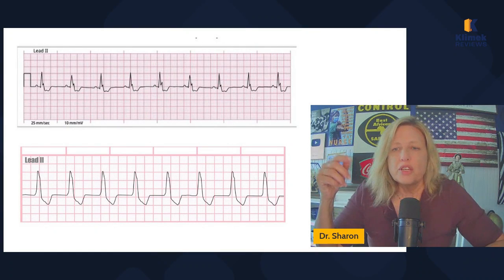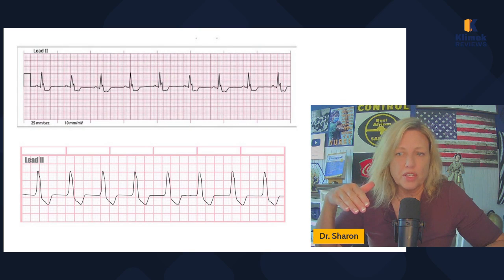So let's go ahead and get started. So here are two different rhythms. These are the two different rhythms we're going to compare. The one on the top is a sinus rhythm with a bundle branch block. The one on the bottom is a ventricular tachycardia, and we're going to talk about how you can tell the difference between them.